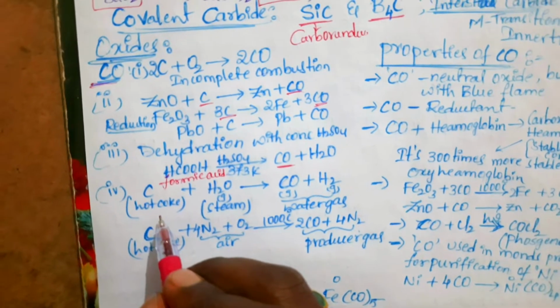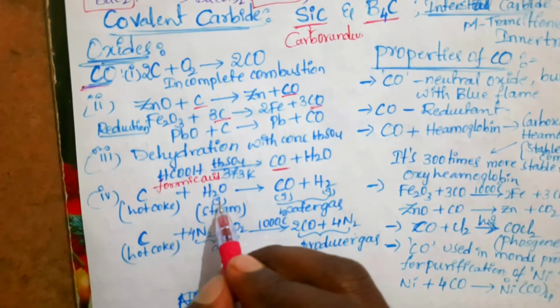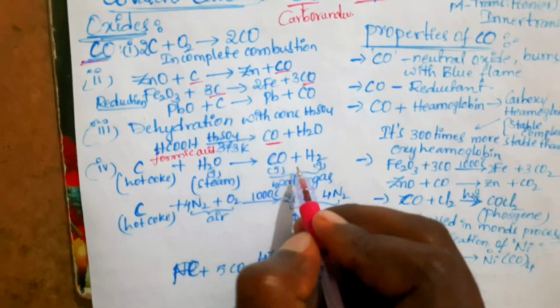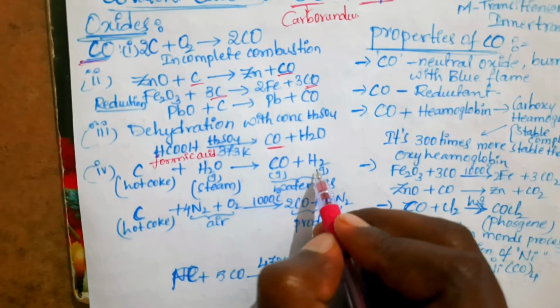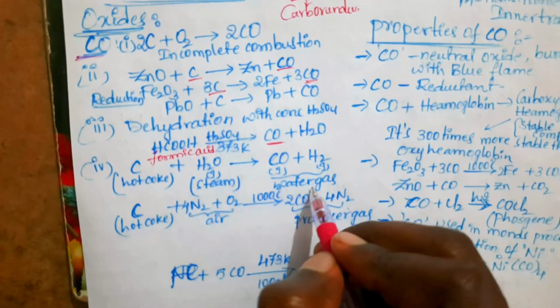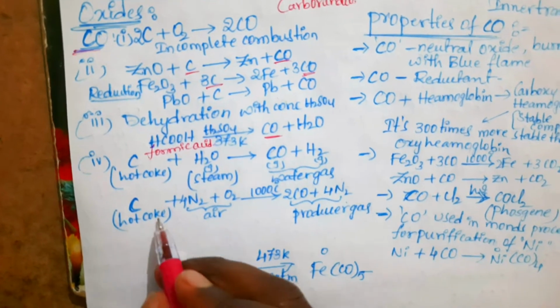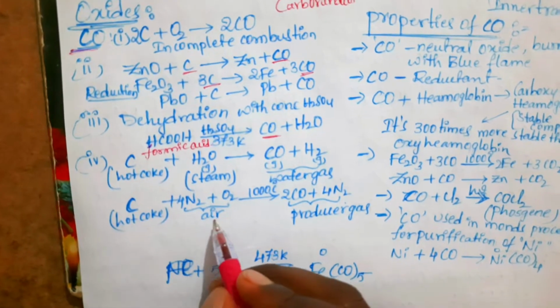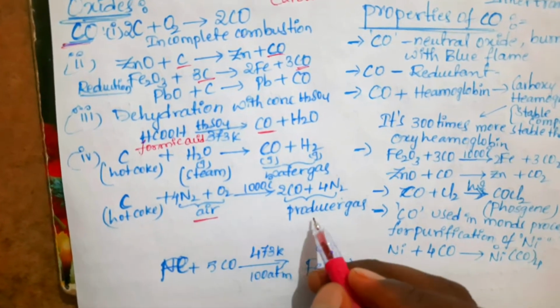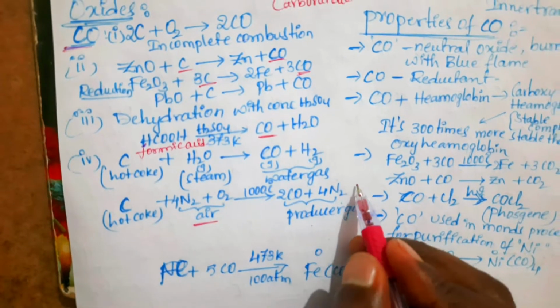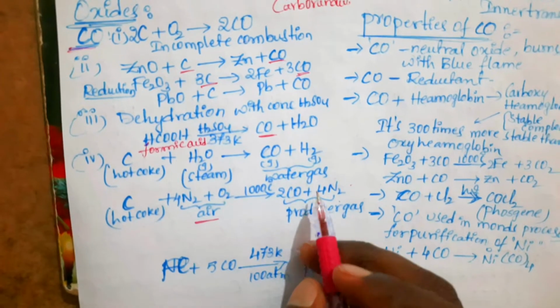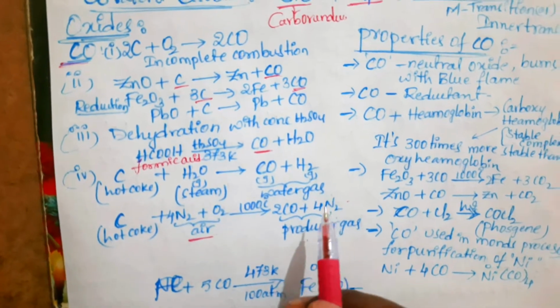And also whenever we pass steam over hot coke, we are going to get what? Carbon monoxide and hydrogen. The mixture of carbon monoxide and hydrogen is called water gas. If you pass air over hot coke, then we get producer gas. It is a mixture of carbon monoxide and nitrogen. Which is the best fuel here? Water gas is the best fuel.